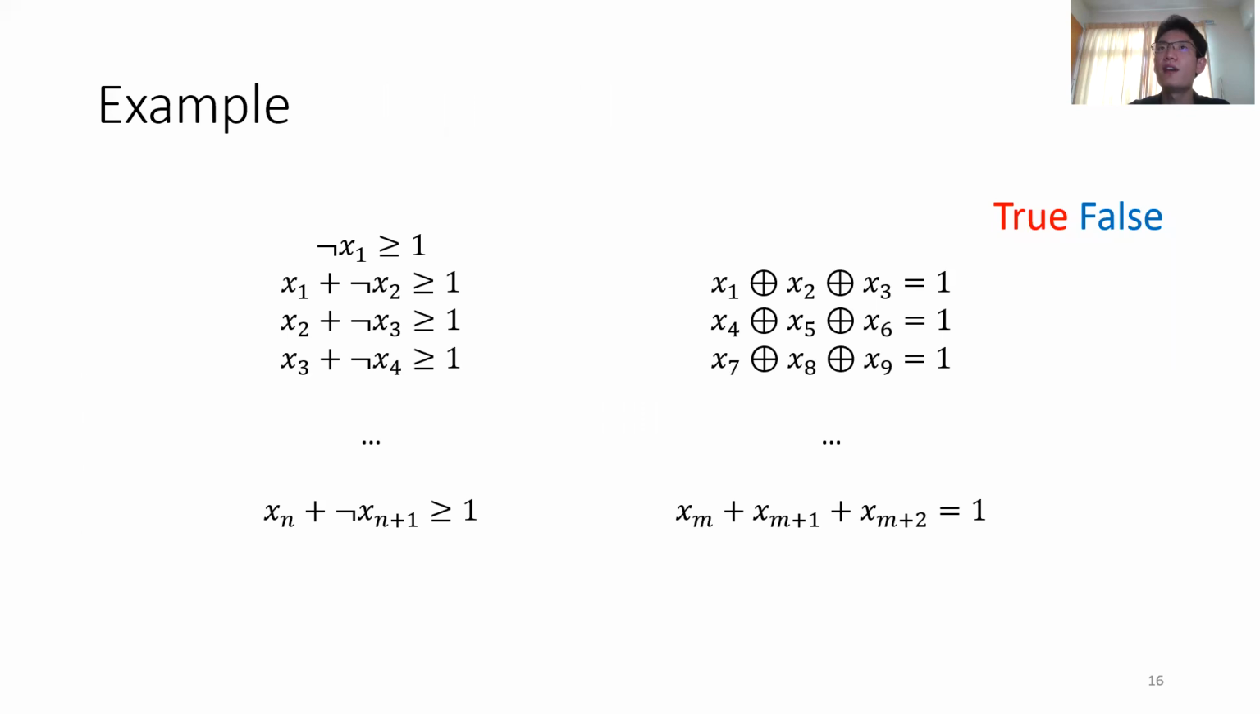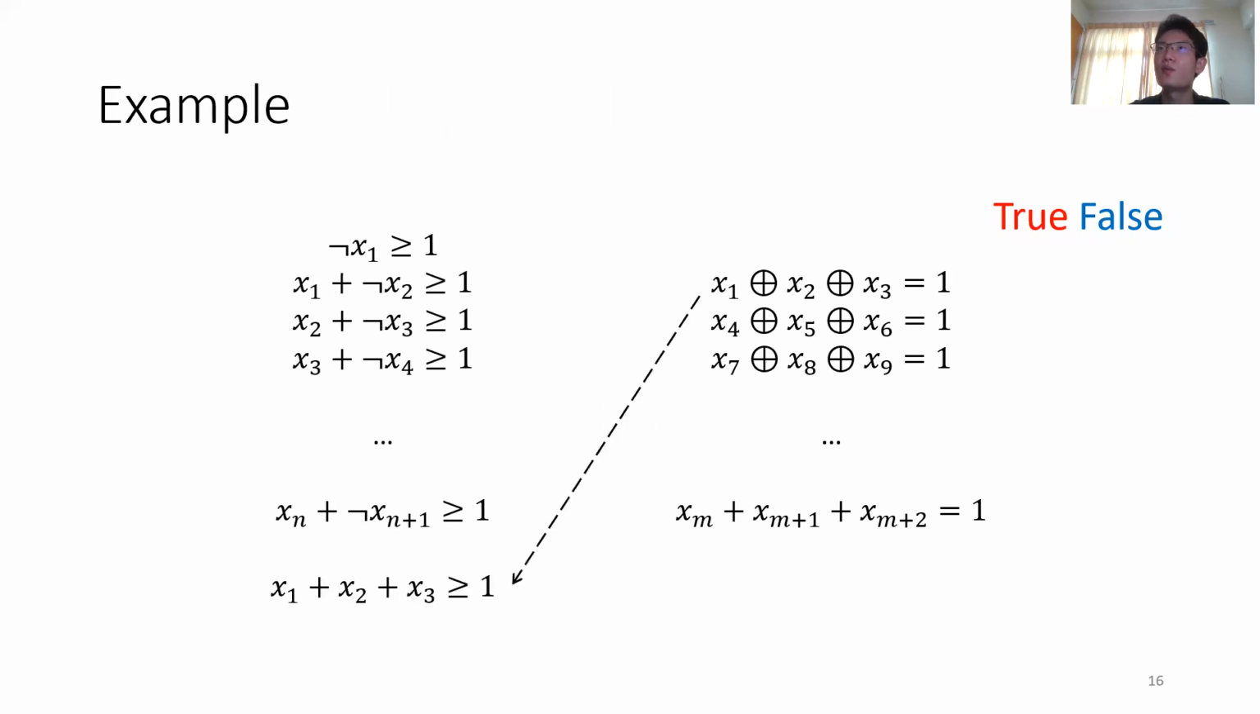For example, if we transform x1 XOR x2 XOR x3 equals 1 to x1 plus x2 plus x3 greater than or equal to 1 and add it to the PB solver, then the PB solver can detect the same conflict on its own.